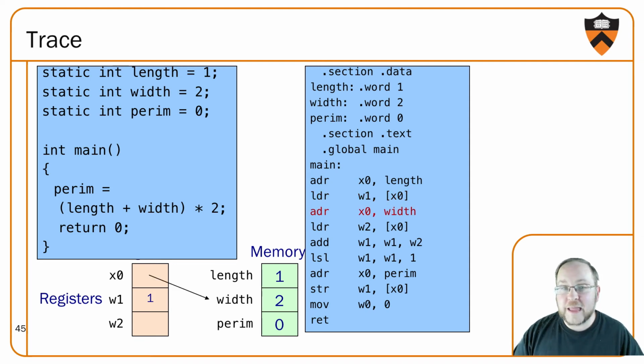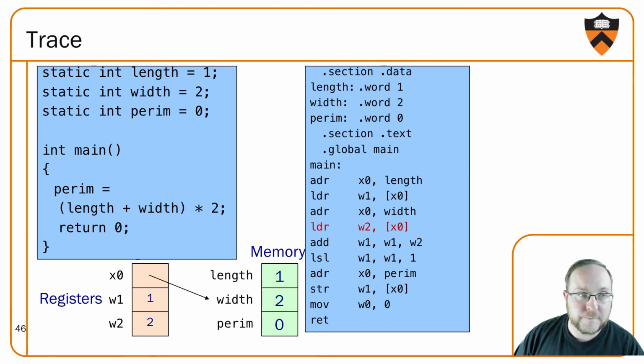So we do that, and now we're going to change x0 to be a pointer to the width. So we have register W1 has 1, and x0 now points at the width variable. So again, we dereference the pointer, we follow the arrow, and load into W2 this time, so W2 gets the value 2. Next, we add W1 and W2, getting 3, so 1 plus 2 is 3, and we overwrite W1. So just like in toy, the source and the destination register can in fact be the same. It will do the operation on the old value and then write back the new value to overwrite the register.